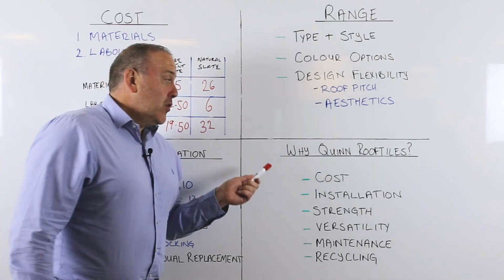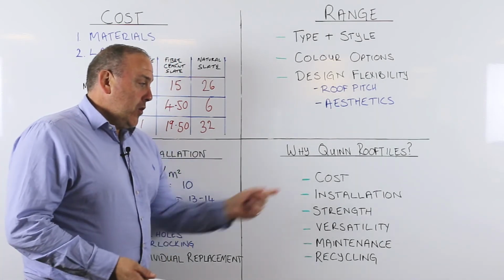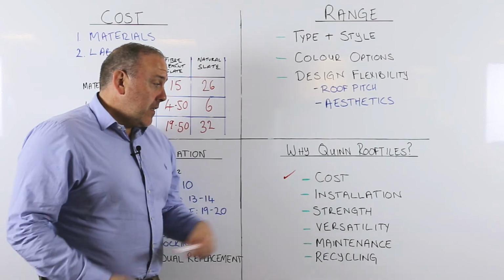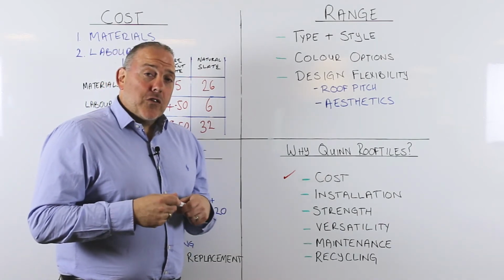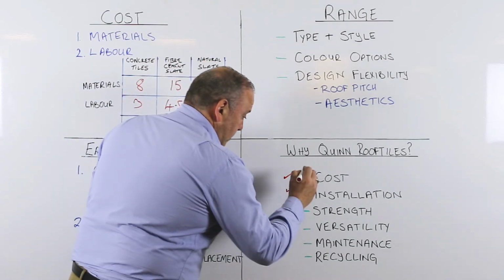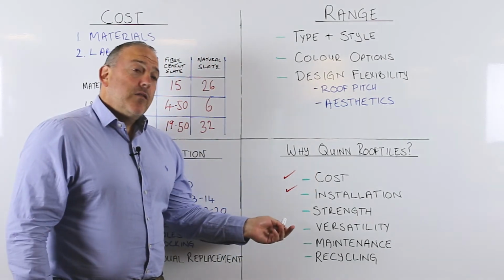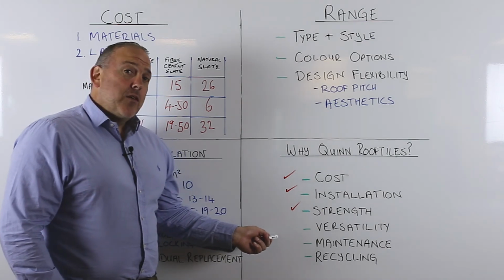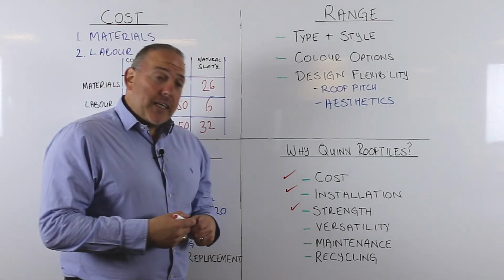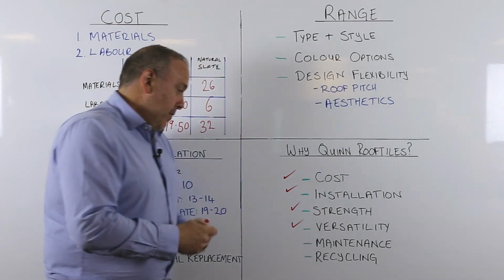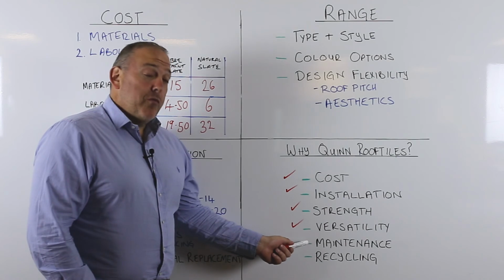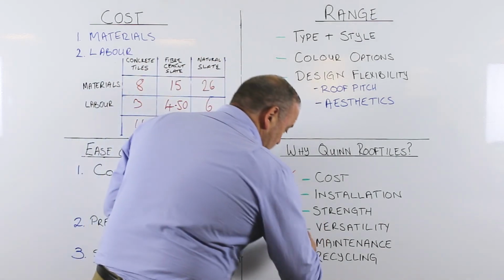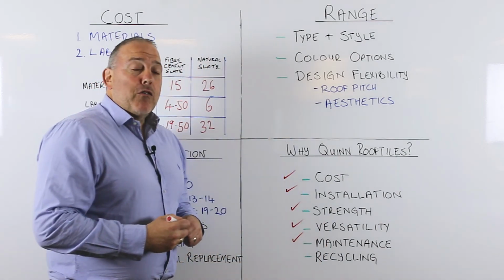So, to summarise, why choose Quinn concrete roof tiles? Cost, fraction of the price. Installation, better coverage, preformed features for ease of fitting. Strength, more robust product. Versatility, a wide range of styles and colours and greater design flexibility. Maintenance, all roofing products will weather through time. Concrete roof tiles are more readily rejuvenated. And concrete roof tiles are recyclable.